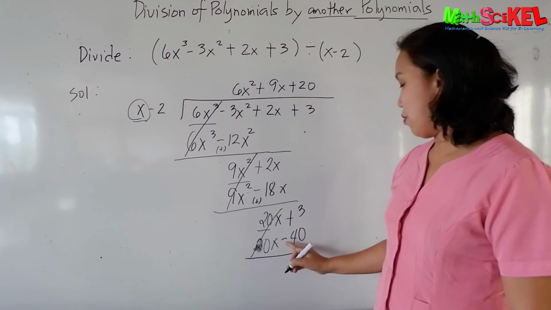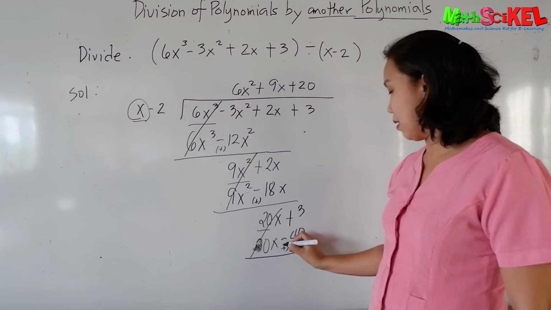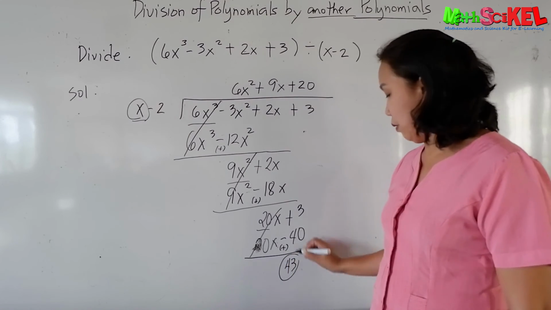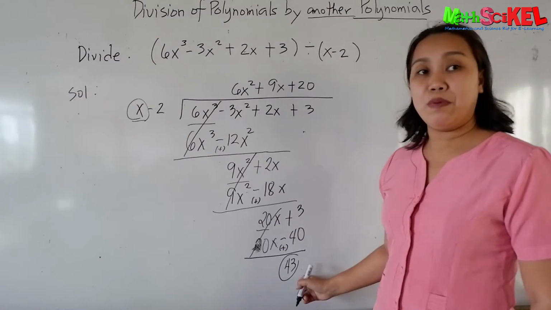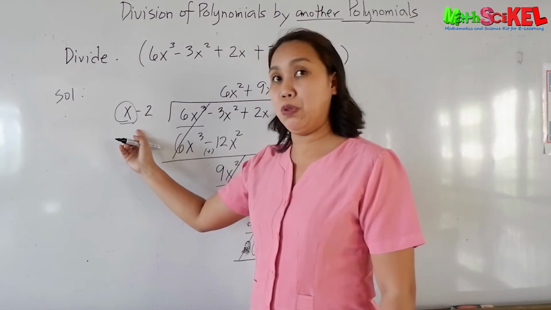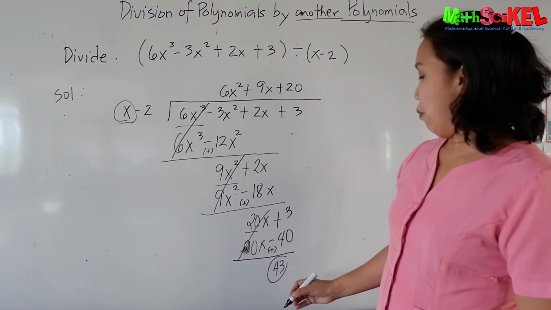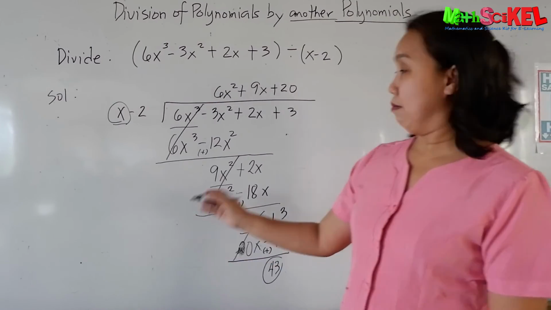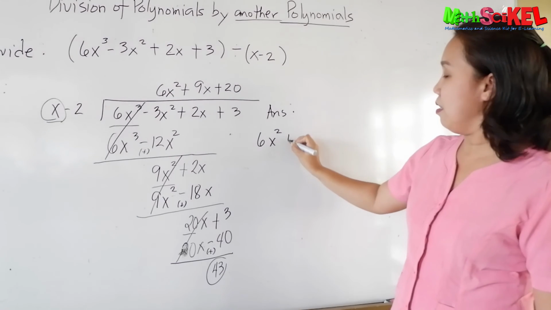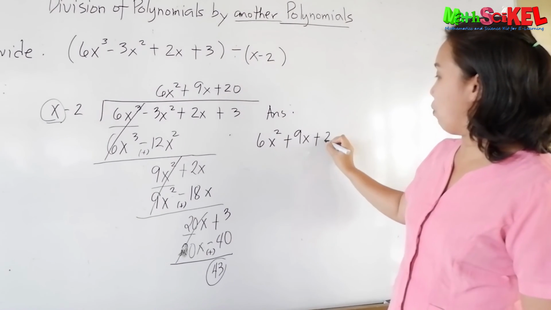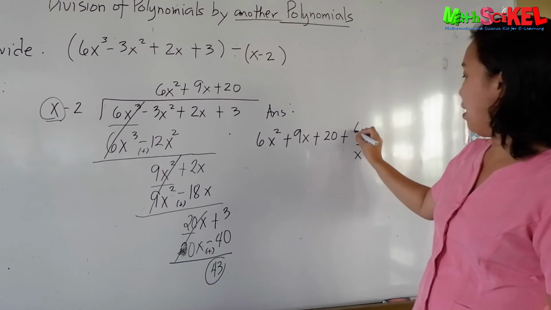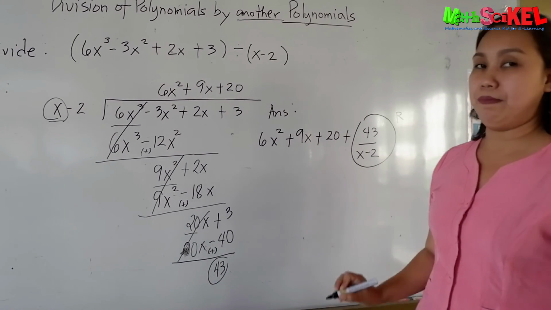Again, cancel. So, as you can see, negative here will become positive. Then add 3 plus 40 is 43. Take note and observe. We now have a remainder. So, we cannot now divide 43 by x minus 2. Therefore, our answer will be 6x squared plus 9x plus 20 plus 43 over x minus 2 as our remainder.